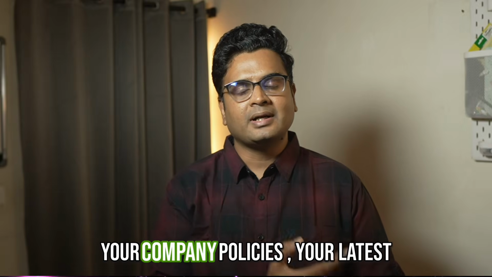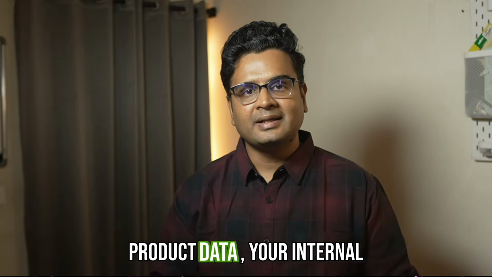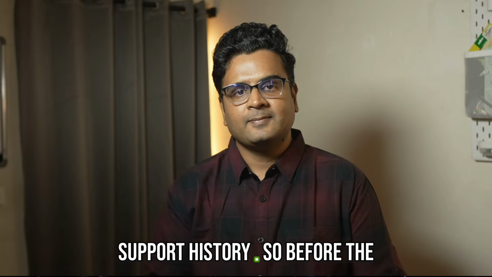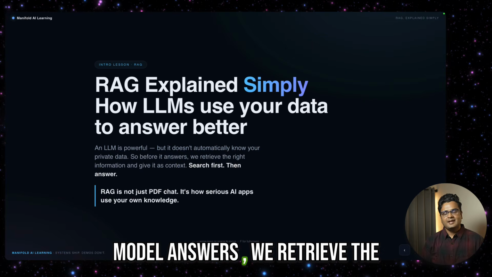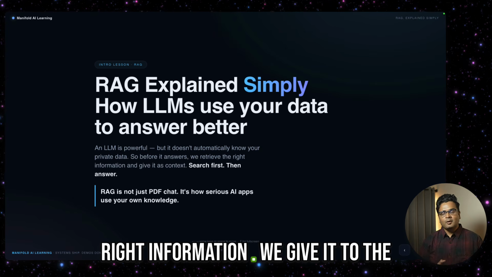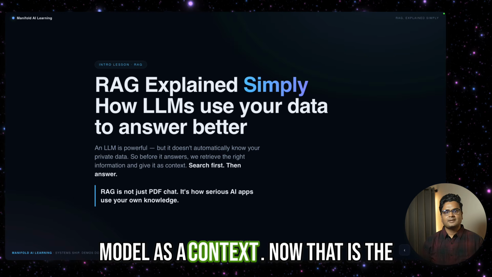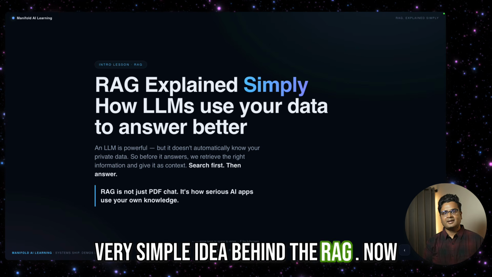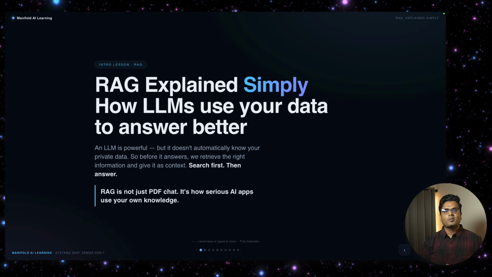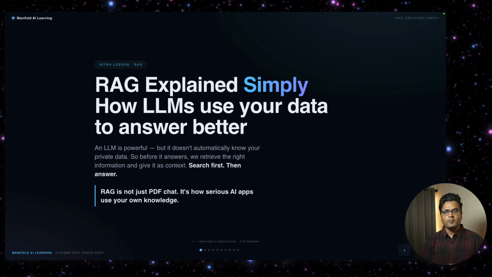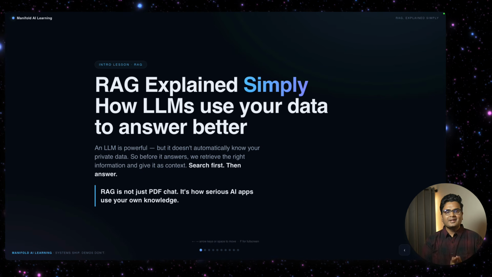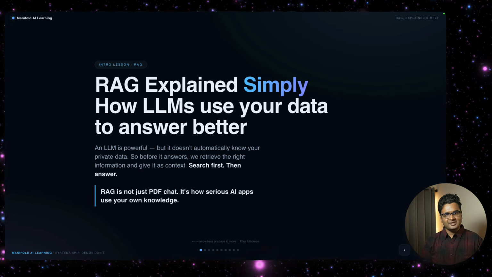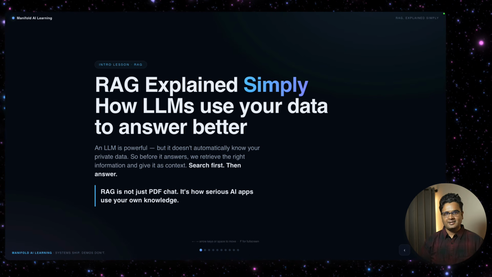It does not know your company policies, your latest product data, your internal knowledge base, or your customer support history. So before the model answers, we retrieve the right information and give it to the model as context. That is the very simple idea behind RAG. Here's how I want you to hold it: RAG means the model will answer with the help of retrieved context. So you perform the search as a first activity, and then you do the answering.